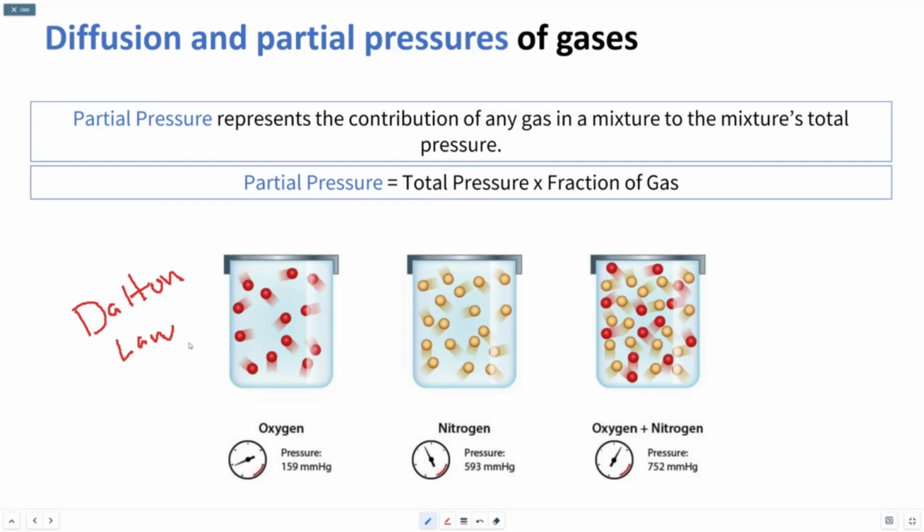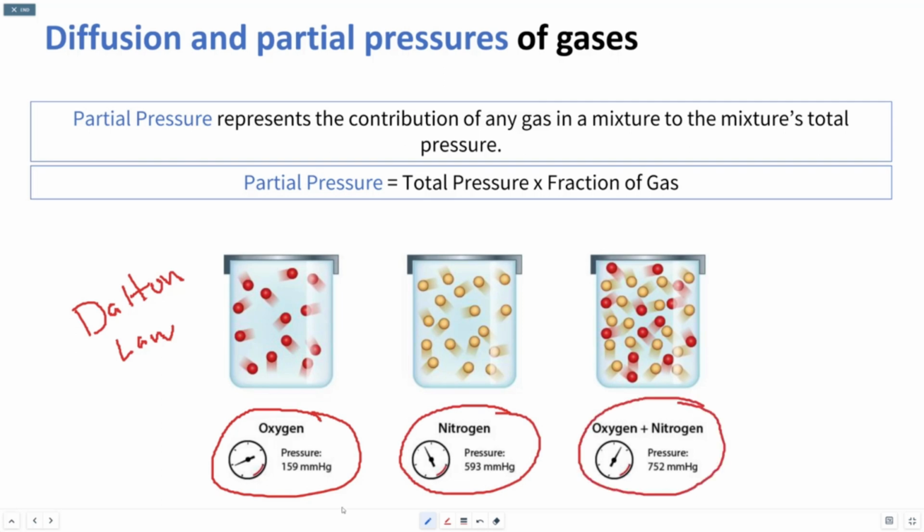Dalton's law states that the sum of all the partial pressures equals the total atmospheric pressure. So in the first beaker, we have the oxygen pressure, 159 millimeters of mercury. In the second beaker, we have nitrogen, 593 millimeters of mercury. And when we combine them together, we have 752 millimeters of mercury.